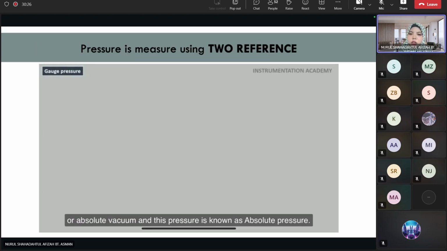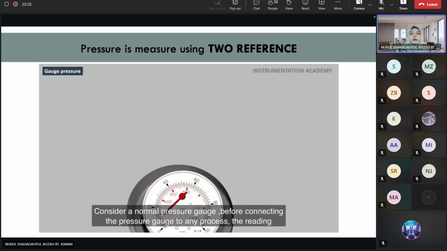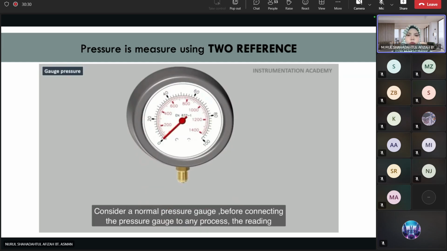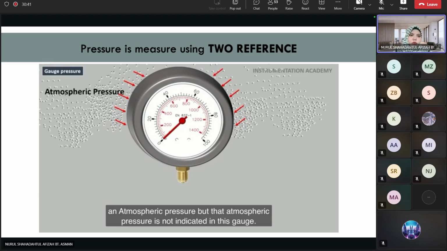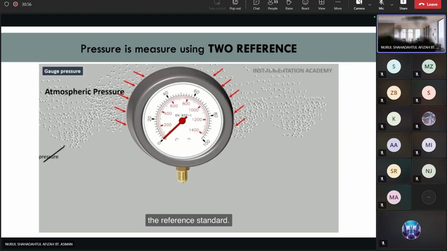You can see this. Consider a normal pressure gauge. Before connecting the pressure gauge to any process, the reading in the gauge shows 0 psi. As we had discussed earlier, every object on Earth will undergo an atmospheric pressure, but that atmospheric pressure is not indicated in this gauge. That is because this pressure gauge is designed to indicate how much more the measured pressure is than the atmospheric pressure. That is, here the atmospheric pressure is taken as the reference standard.